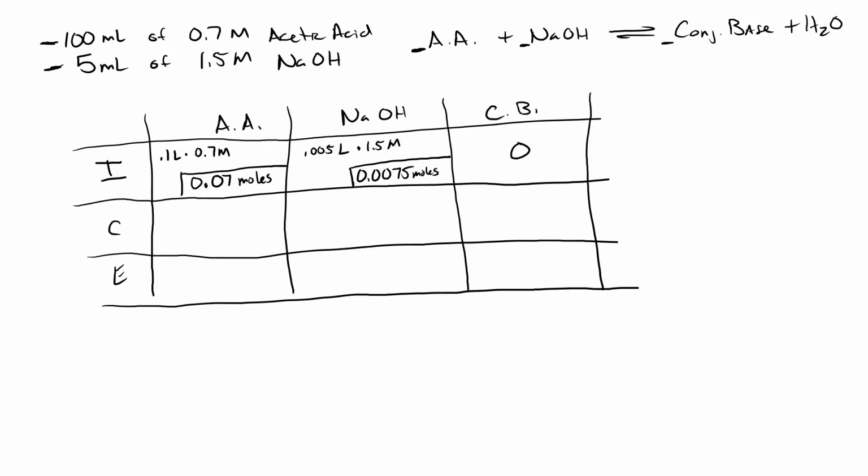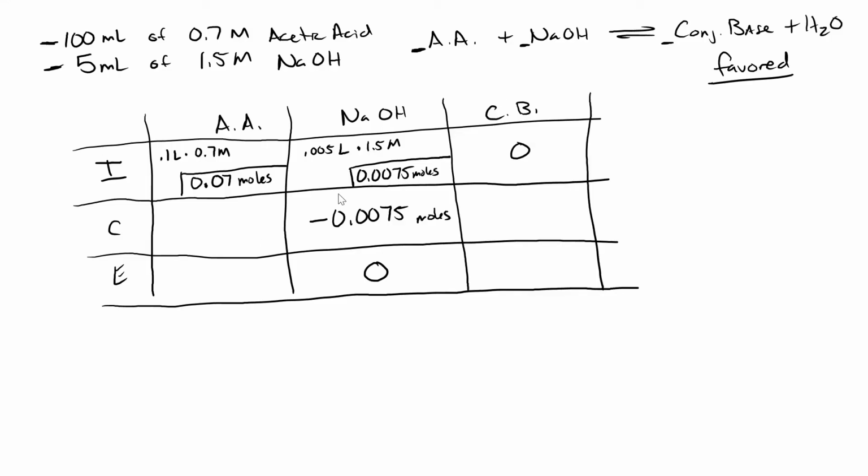Now, how do we fill in the rest of this table, right? What we know is that the equilibrium lies very strongly toward the products in this, right? And so we're going to assume that the equilibrium lies completely toward the products, all of the sodium hydroxide will react to create conjugate base. And so the sodium hydroxide that reacts is going to be all of it. So the change is going to be minus 0.0075 moles, which gives us 0 sodium hydroxide once this reaction has reached equilibrium, right?